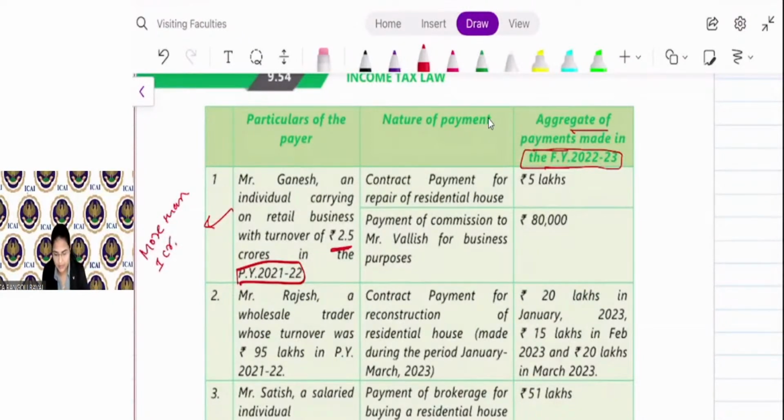So is required to deduct TDS under section 194C and not 194M? Here the nature of payment is for repair of a residential house, that is for personal purpose, and section 194C is not applicable if the contract is entered for personal purpose, right? So in this case, 194M is not applicable. Why? Because in last year his turnover is more than 1 crore. 194C is also not applicable. Why? Because the contract is made for personal purpose.